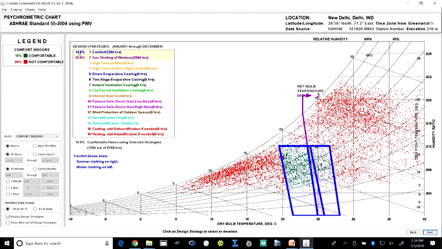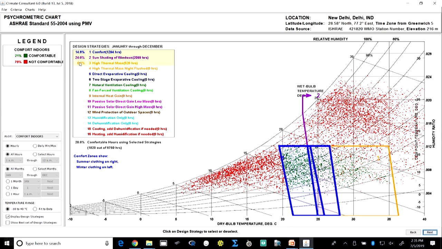So, suppose I add sun shading of windows. Another 24% of the hours will be brought under comfort. We see that an additional 24% of the hours will be brought in under comfort, which is shown here. This is strategy 2. Around 2099 hours will be brought under comfort if we provide for sun shading of windows. So, that is a very highly effective strategy.